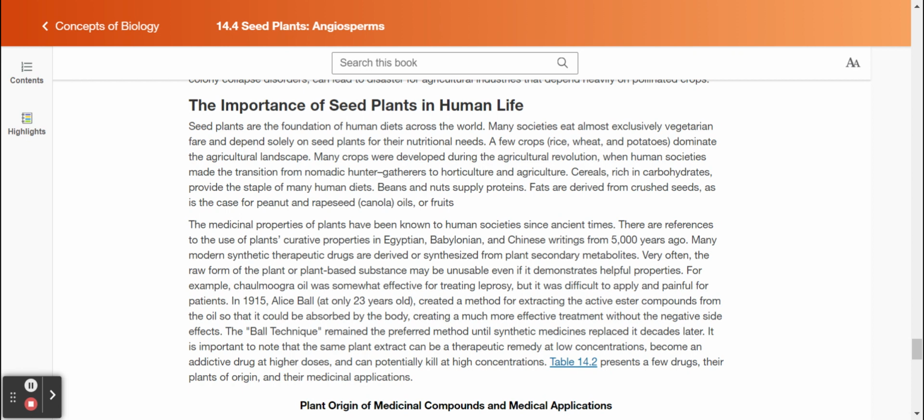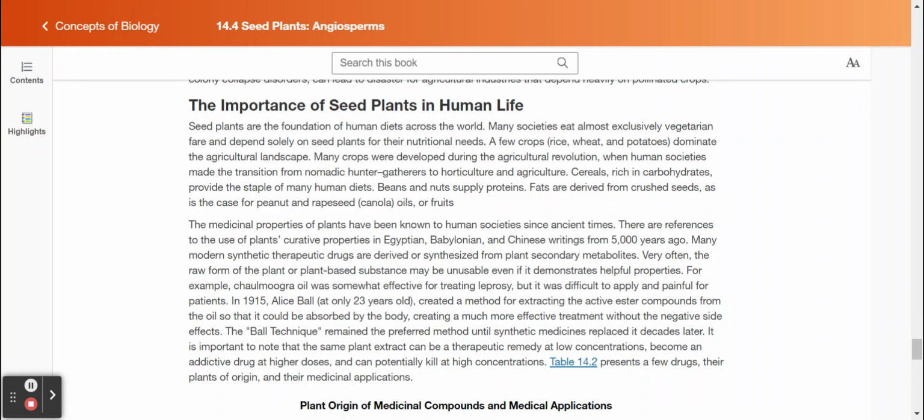For example, Kalmugra oil was somewhat effective for treating leprosy, but it was difficult to apply and painful for patients. In 1915, Alice Ball, at only 23 years old, created a method for extracting the active ester compounds from the oil so that it could be absorbed by the body, creating a much more effective treatment without the negative side effects. The Ball technique remained the preferred method until synthetic medicines replaced it decades later.